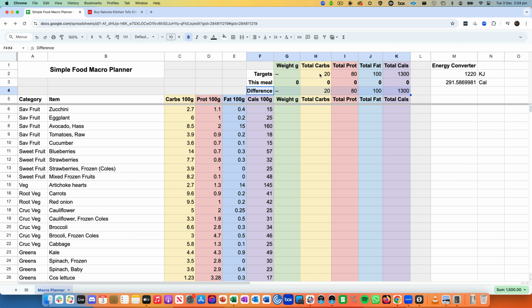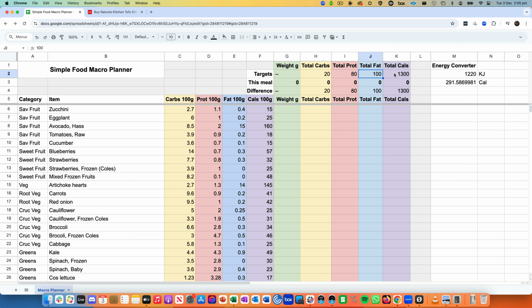Now with the targets, for me, obviously this is a low carb diet. So 20 grams of carbs will be the absolute maximum. And for me, that would be the total carb, not the net carb, so not taking into account fiber or anything like that. Protein for me is around about 1 gram per kilogram, just a little bit over. And then the remainder of the calories are made from the total fat.